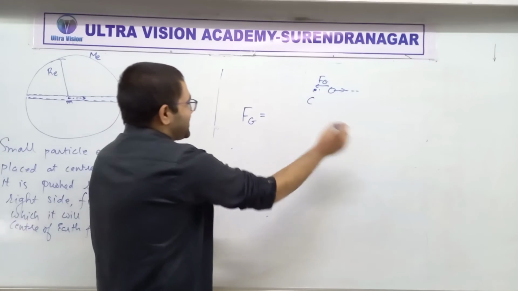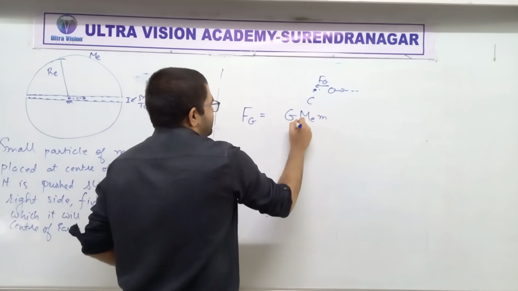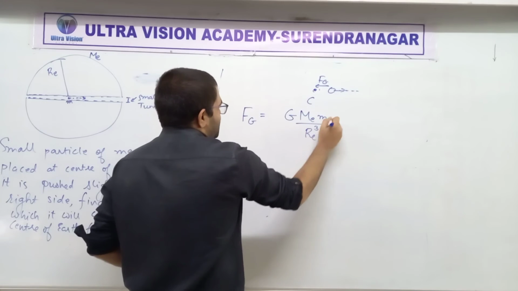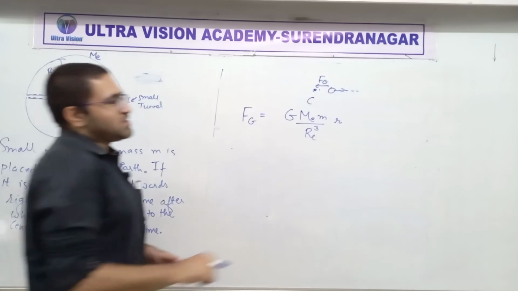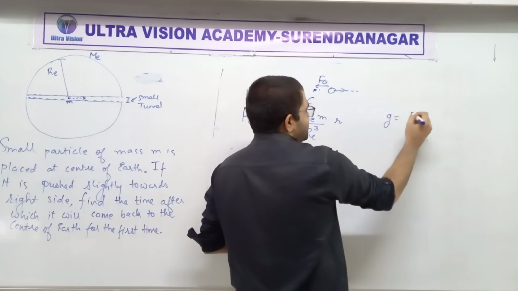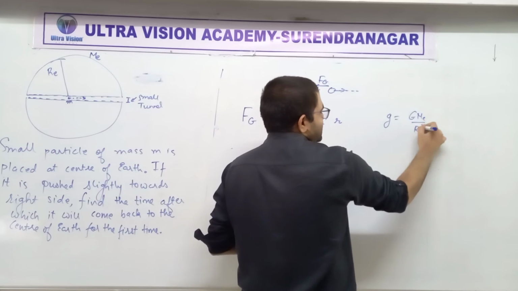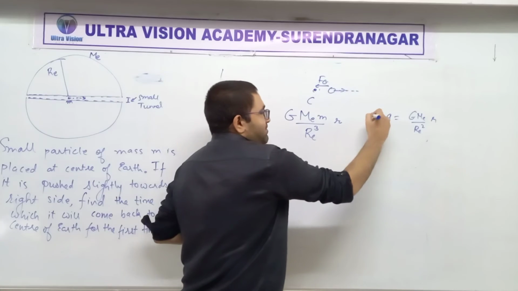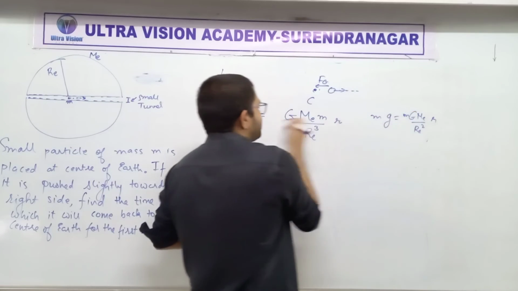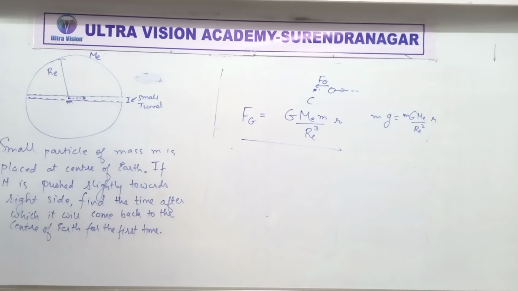Remember, don't forget. The formula is G Me m by capital R e cube into small r. If you remember, we used to have g inside the Earth. You could use that. You remember this? g Me by R squared into small r. Yes or no? So if you multiply mass with g, you will get force. Is this clear? Clear or not?